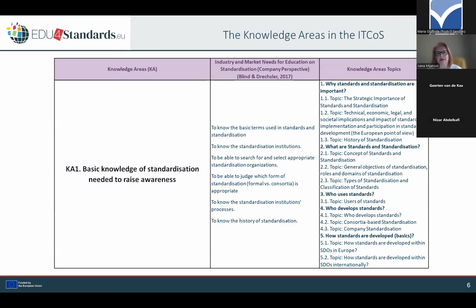So basically, knowledge area 1 is related to basic knowledge of standardization and based on industry needs. In industry needs, we identified the main knowledge area topics, which provide answers to the questions: why standardization is important, what are standards and standardization, who uses standards, who develops standards, and how standards are developed.